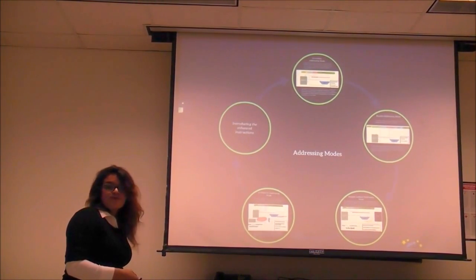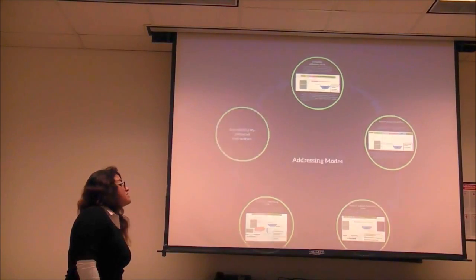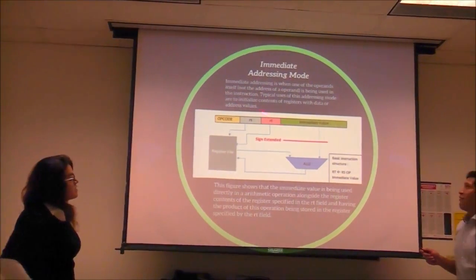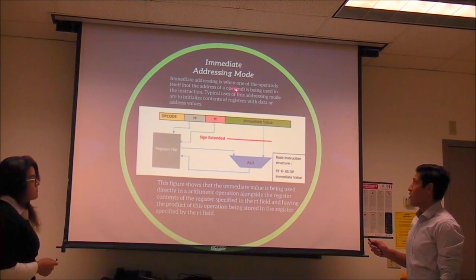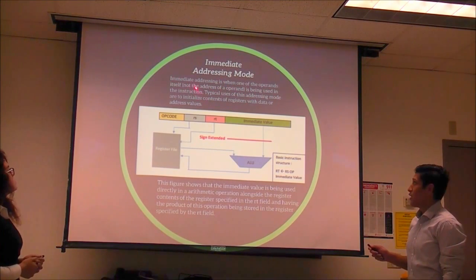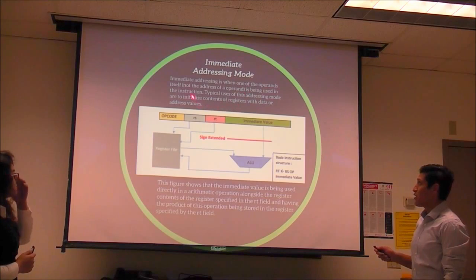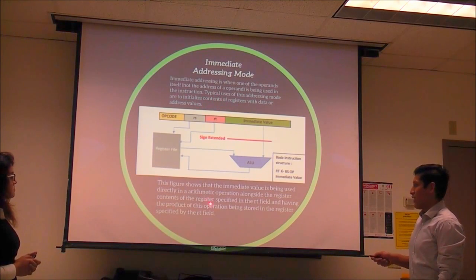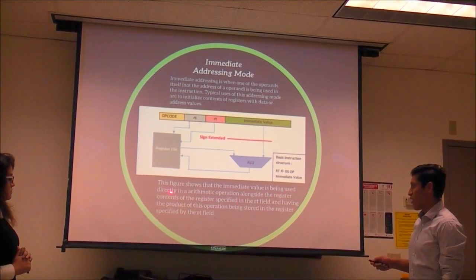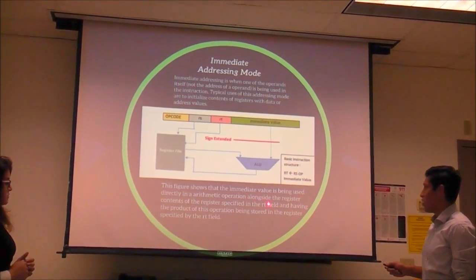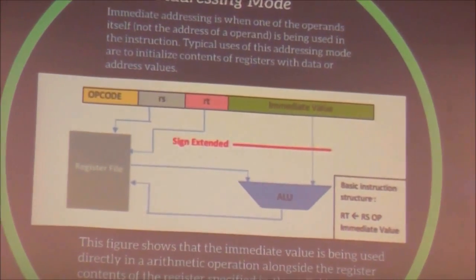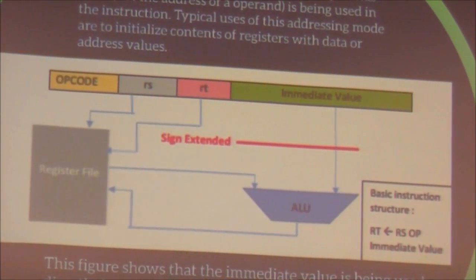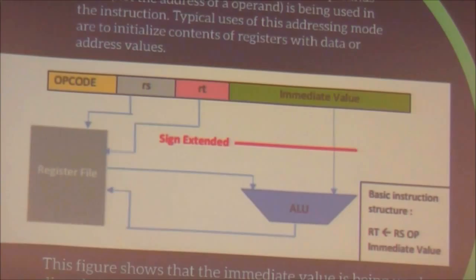And now we will continue on to the addressing modes of our processor. We have an immediate addressing mode, which is when one of the operands itself, not the address of the operand, is being used in the instruction. Right here, we display a figure that shows that the immediate value is being used directly in an arithmetic operation, alongside the register contents of the register specified in the RT field, and the product of this operation being stored in the register specified by the RT field.